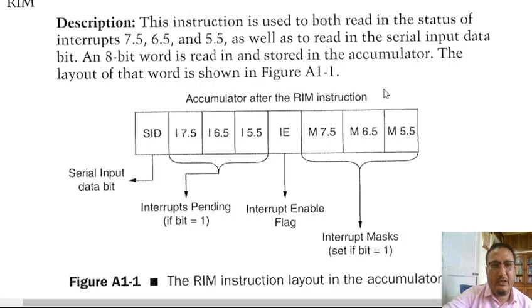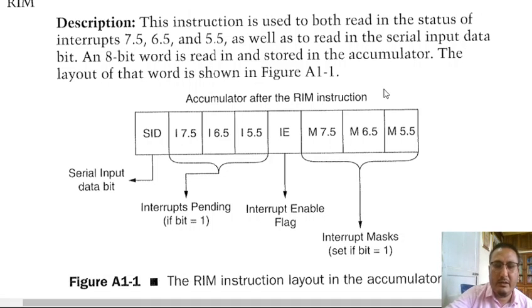So the RIM instruction on execution is used to both read in the status of the interrupts, that is 7.5, 6.5 and 5.5, as well as to read in the serial input data bit. An 8-bit word is read and stored into the accumulator, and the layout of the word is as follows. The first bit is SID, that is the serial input data bit, and the next three, that is I7.5, I6.5 and I5.5, tell whether the interrupts are pending or not.